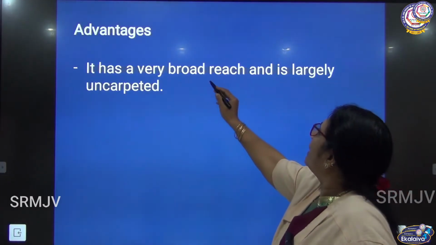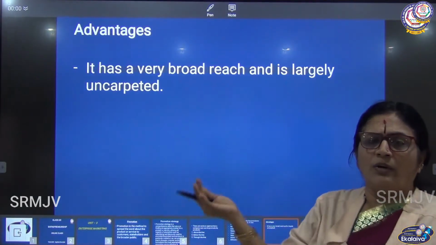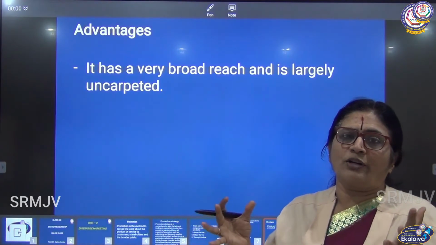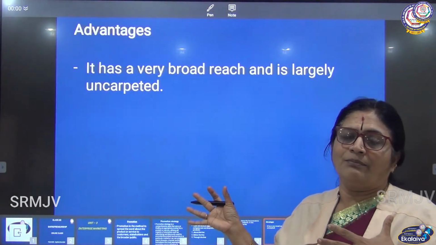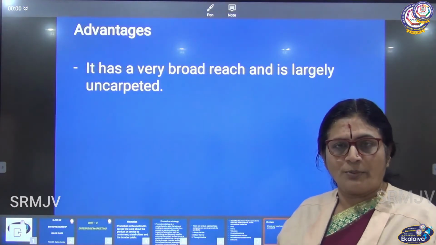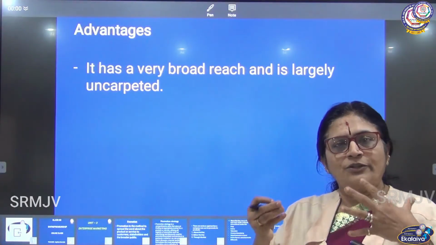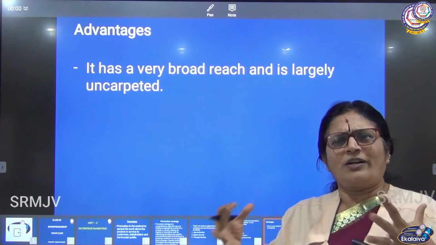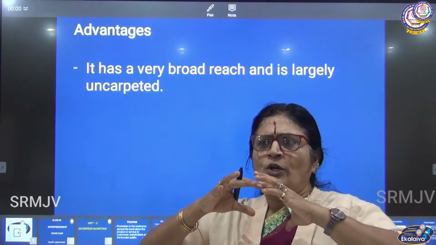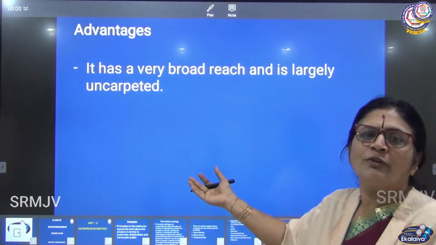It is a very broad reach and is largely uncarpeted. Now the product has to reach a wider market. Every nook and corner your product should go. Then it is the easiest mode. Now you see there are certain products like consumer products, like normal face washes or hand washes, or eatables, durables, or perishable products, or whatever. If you want more customers, if you want to brand your product throughout, then this is the easiest mode of advertising.